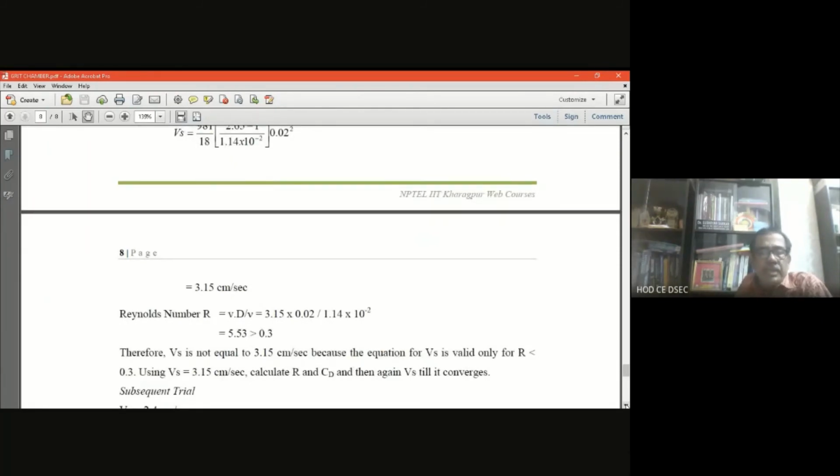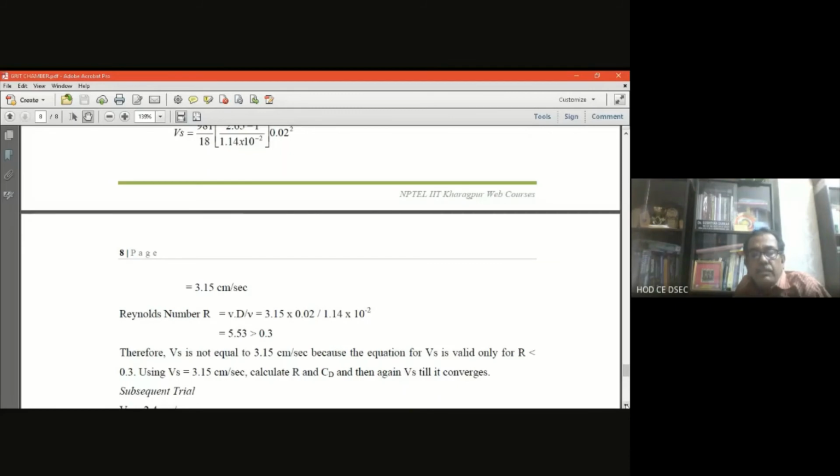Now when applying the Stokes law formula we have obtained the value of the settling velocity 3.15 centimeter per second, then the Reynolds number Vd by nu is 5.53, which is greater than 0.3. So our assumption was less than 0.3, but it is found ultimately greater than 0.3. So that means Vs equal to 3.15 centimeter per second is wrong, because the equation of Vs is valid only for R less than 0.3, but here we have seen it is greater than 0.3.